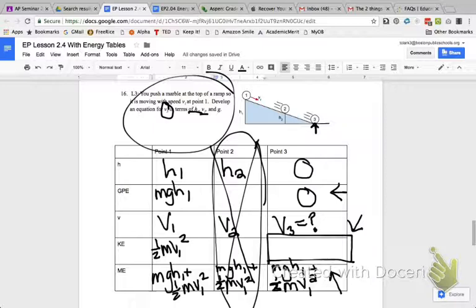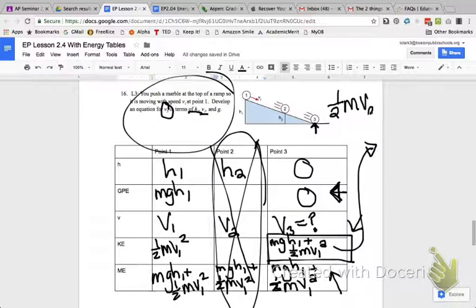So that would mean that this kinetic energy is mgh1 plus 1/2 mv1 squared minus 0. So what I put in this box is just mgh1 plus 1/2 mv1 squared. And so since that's equal to my kinetic energy at point 3, it's equal to 1/2 mv3 squared. So I'm going to set up that equation.